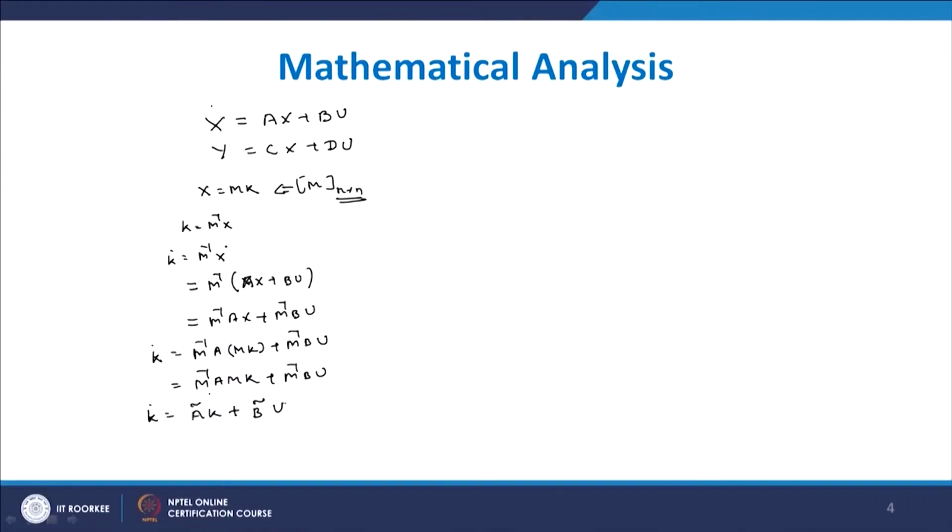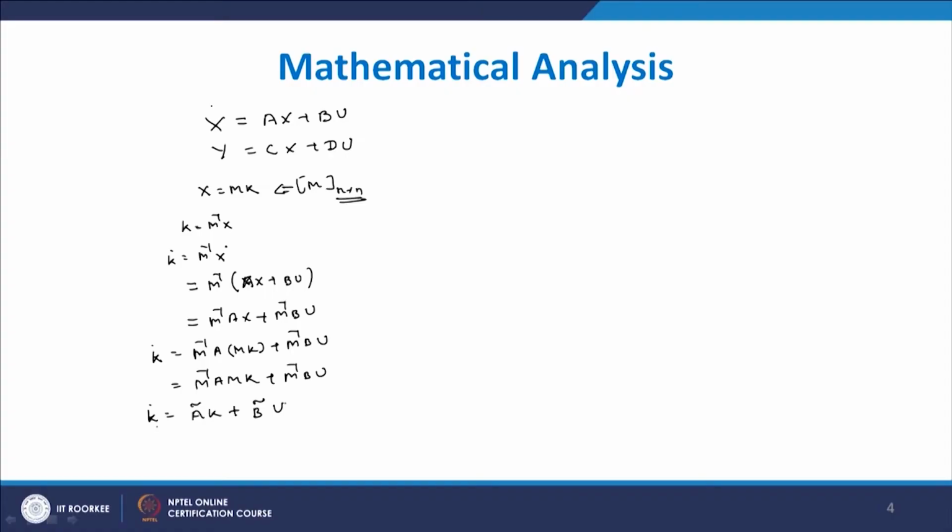Here A bar equals M inverse A M and B bar equals M inverse B. If you determine this model matrix by determining the different eigenvectors and take its inverse, then multiply A M, you will find that this M inverse A M and this A have the same eigenvalues. Same eigenvalues means that they have the same properties. Once we have got k dot, now we can see the output y equals Cx plus Du, and what is x?